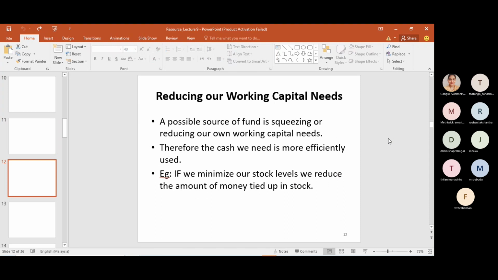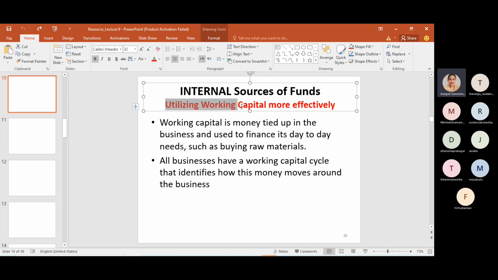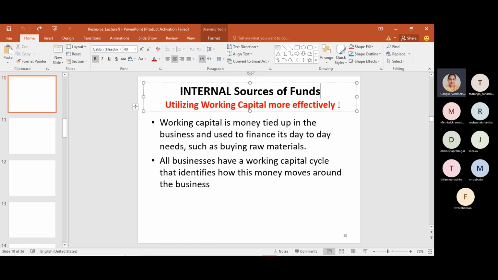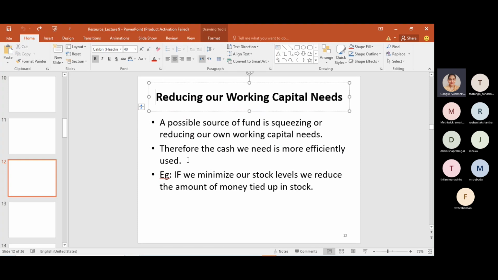Okay, so I told you that there are several strategies that you can follow to use, meaning utilize, working capital more effectively. So now we are going to look at those strategies. This is one such strategy that you can follow to use your working capital effectively. This is strategy number 1: reducing our working capital needs.